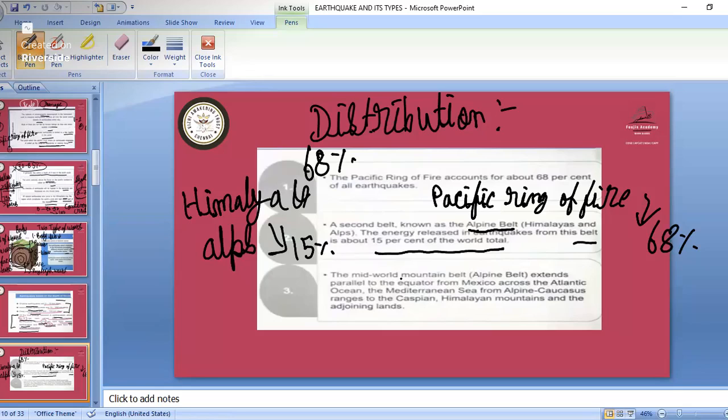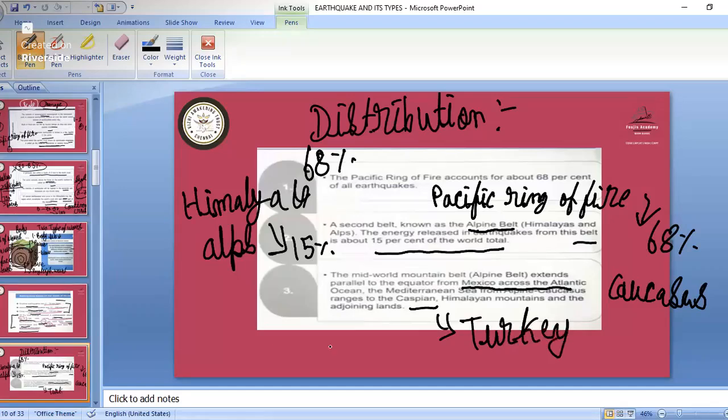Then the third, the mid-world mountain belt. In that mid-world mountain belt, what will happen? Like the Alpine belt, it extends parallel to the equator, from Mexico across the Atlantic Ocean. In that case, we have the Mediterranean Sea, then the Caucasus Mountain, then the Caspian Sea area. In that area also we are feeling these earthquakes.